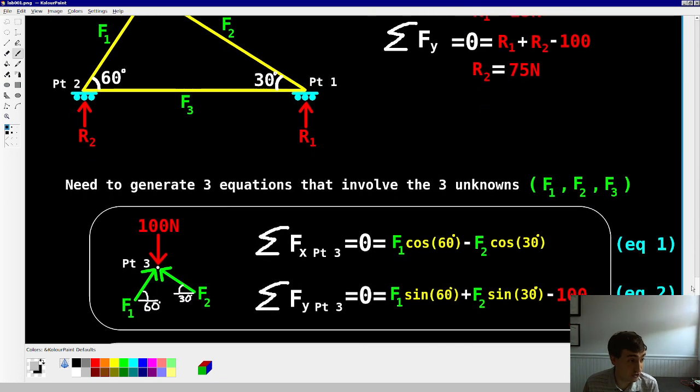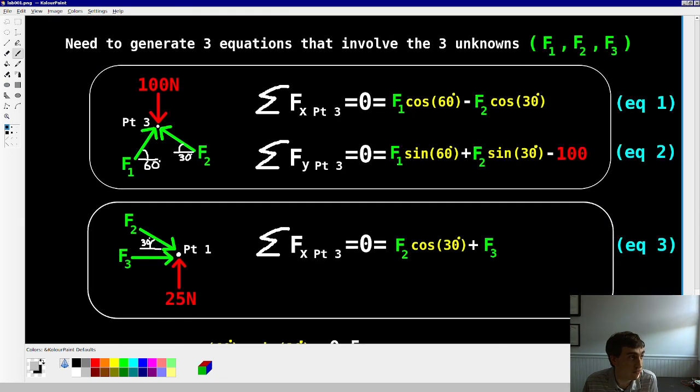But you need to be able to generate 3 equations that involve all these 3 unknowns. You can't leave any out, because if your equations don't involve F3, you won't be able to solve for F3. And so in this case, I've taken the sum of the forces about point 3, which is at the top. So it had that 100 newton downward force, as well as the internal force in member 1 and member 2 at their corresponding angles. Sum of the forces in the x and y direction, sine and cosine, here you can see just taking the force contributions in each direction.